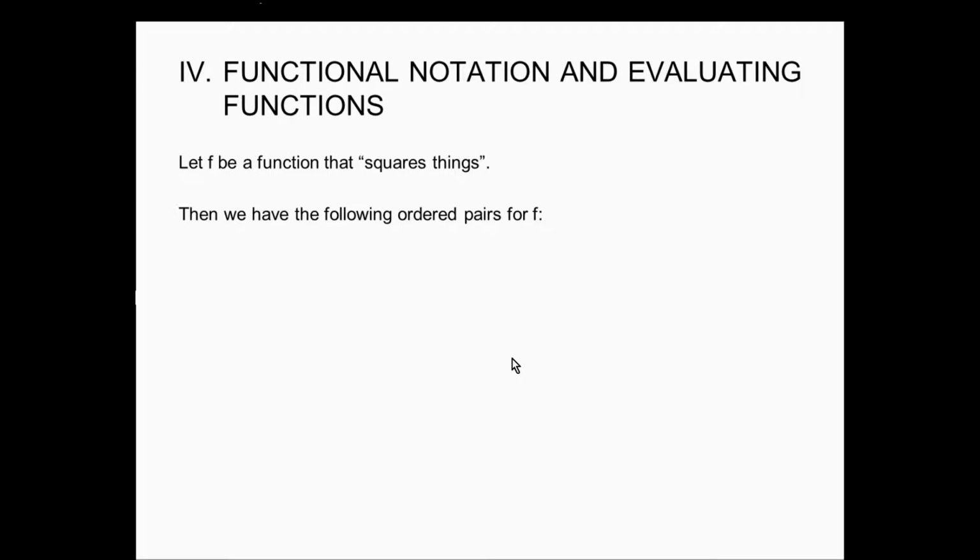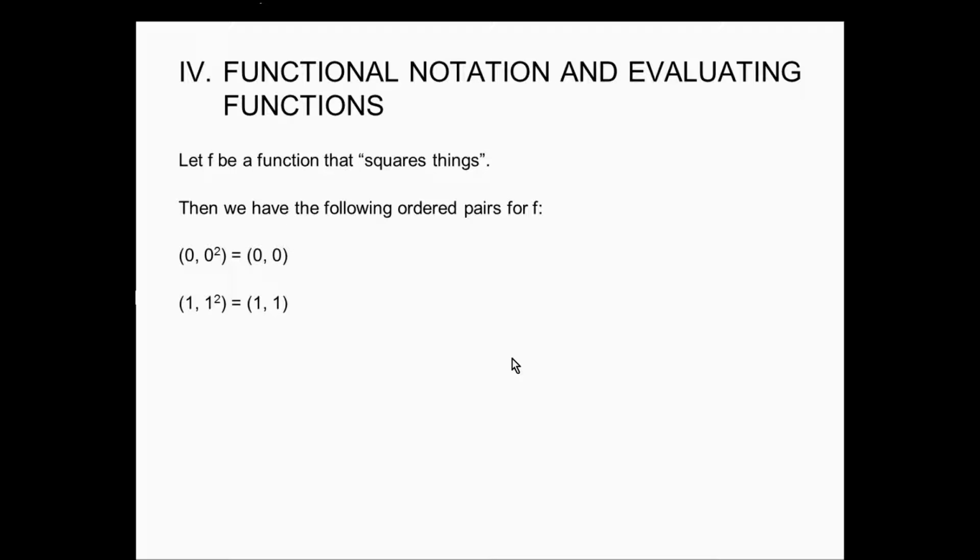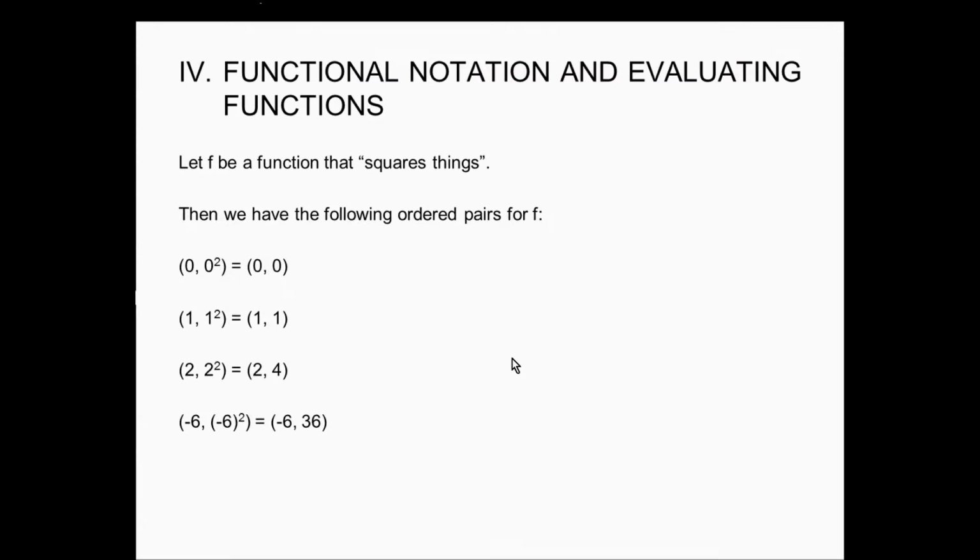So we have the following ordered pairs for f. I could have 0, 0 squared, which equals 0, 0. I could have 1, 1 squared, which is 1, 1. Remember, f goes around squaring stuff. I could have 2 and 2 squared, which equals 2, 4. I could have negative 6 and negative 6 squared, which would be negative 6 comma 36. Notice, I can't list all the ordered pairs.